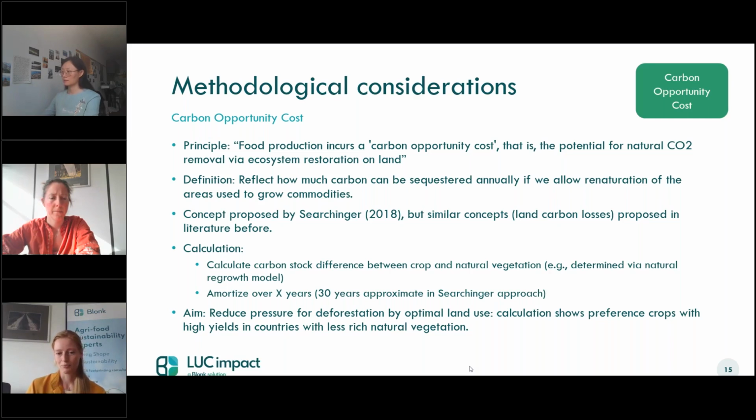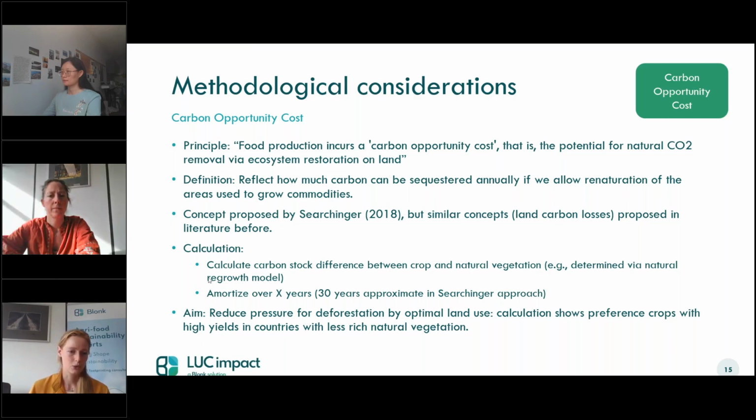There are different publications around this metric and similar metrics. So I got to know this metric through a publication of Tim Searchinger, but there are similar concepts like land carbon losses, which are related. So which also doesn't look at land use change related to the last 20 years of a certain land, but rather looks at the potential of land use. So the potential carbon that can be stored on that land.